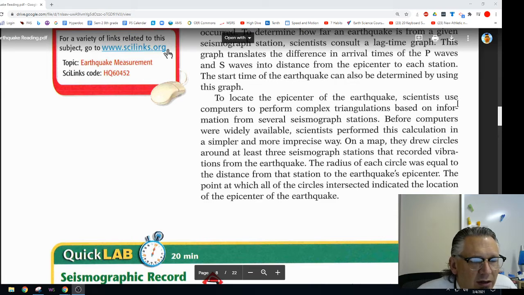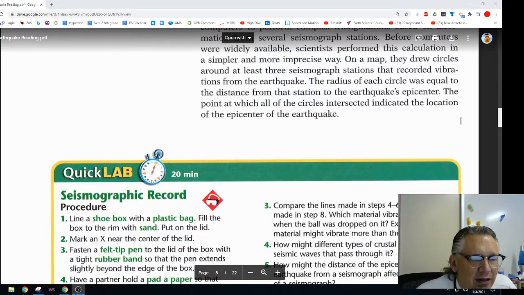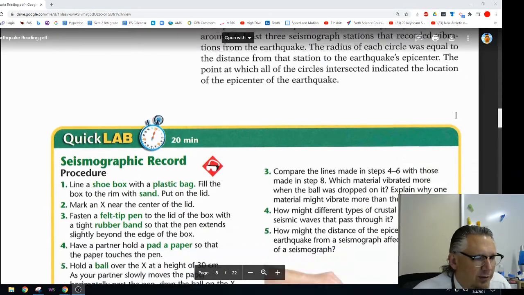To locate the epicenter of the earthquake, scientists use computers to perform complex triangulations based on information from several seismograph stations. Before computers were widely available, scientists performed this calculation in a simpler and more impressive way. On a map, they drew circles around at least three seismograph stations that recorded vibrations from the earthquake. The radius of each circle was equal to the distance from the station to the earthquake's epicenter. The point at which all circles intersected indicated the location of the epicenter of the earthquake.